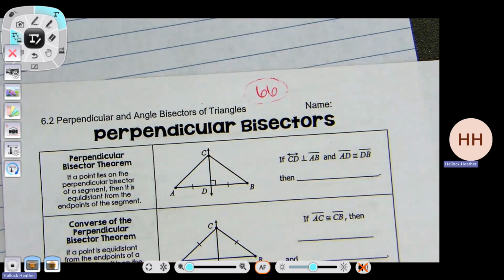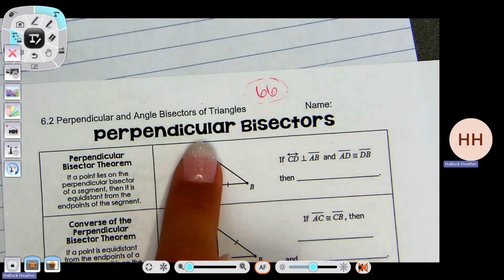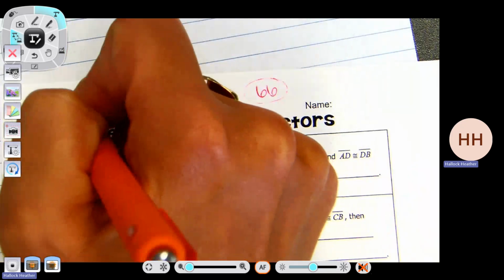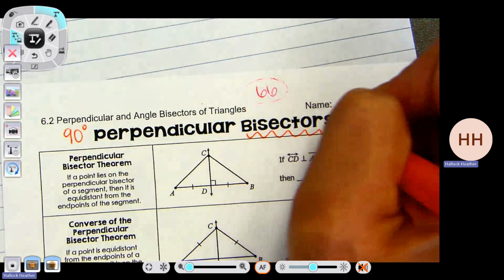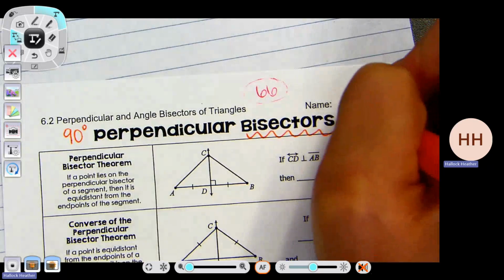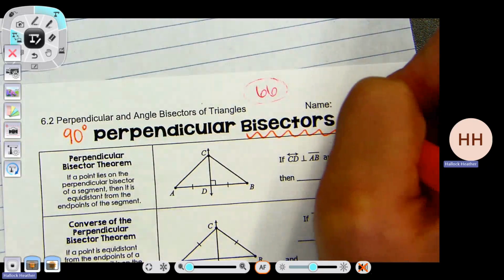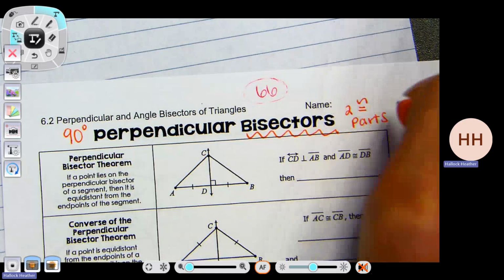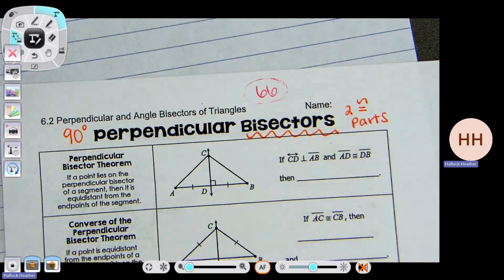It has opposite reciprocals. But what else does perpendicular mean? 90 degrees. So anytime you see perpendicular, you're talking about 90 degrees. Bisectors are talking about two equal or two congruent parts, whether it be an angle or a piece of a segment or a line, you're cutting it in half basically.